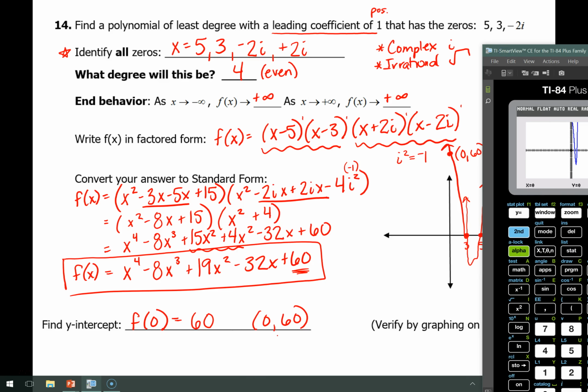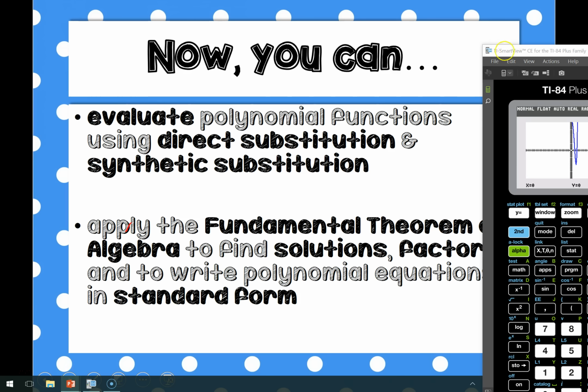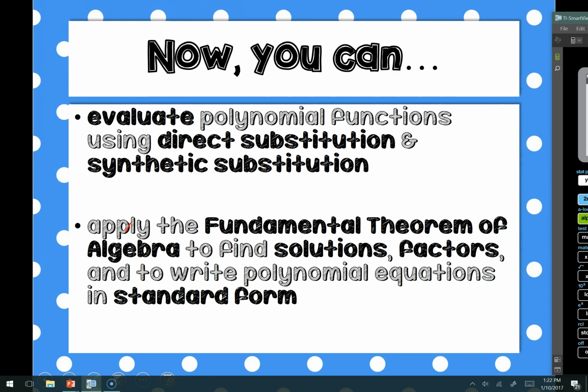Okay, so we have in this video learned about evaluating using both direct substitution and synthetic substitution, and then we also found solutions, factors, and wrote polynomial equations in standard form by using the fundamental theorem of algebra and the corollaries that go along with it. Take a few minutes now to try the Now You Try problems for us to talk about in class.